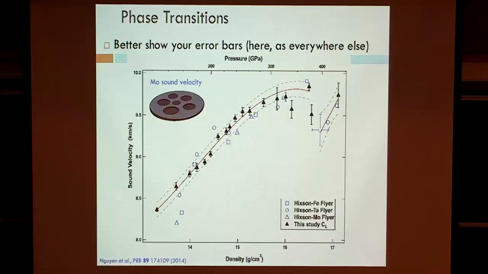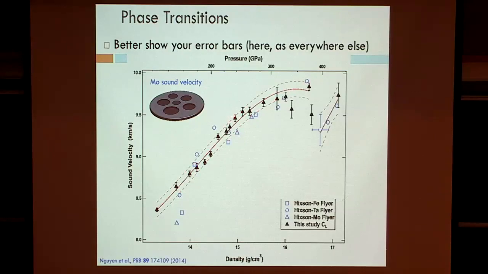Here's the first new result I'm going to show you in this talk, by my collaborators from Livermore, working in the Caltech lab mostly. The blue dots are the Hixson data I just showed you. There's that phase transition that's supposed to happen from BCC to HCP. These are our new data. We do see melting at the same place that Hixson saw it, but here we don't see anything. Within error, all of these data are consistent with compression of a single material along Birch's law until it starts to soften just before melting.